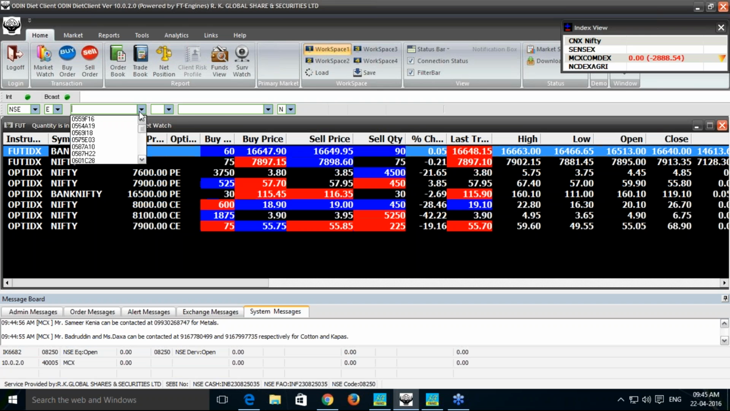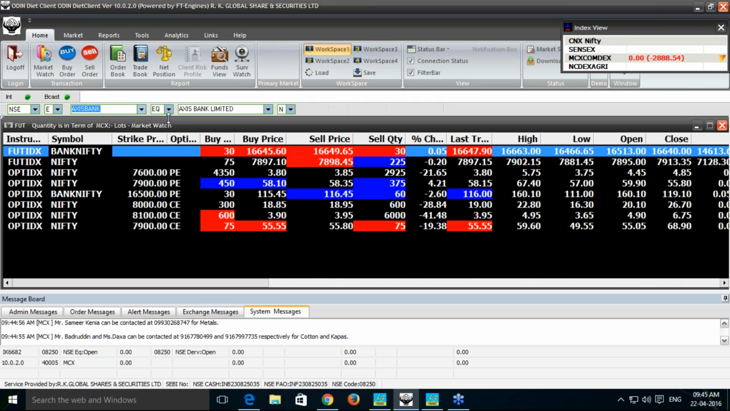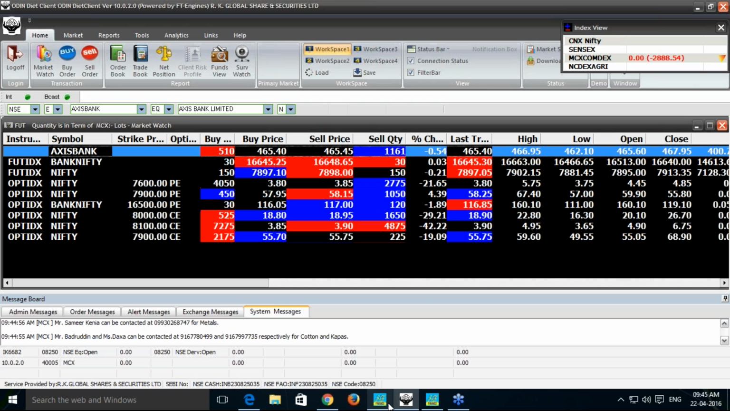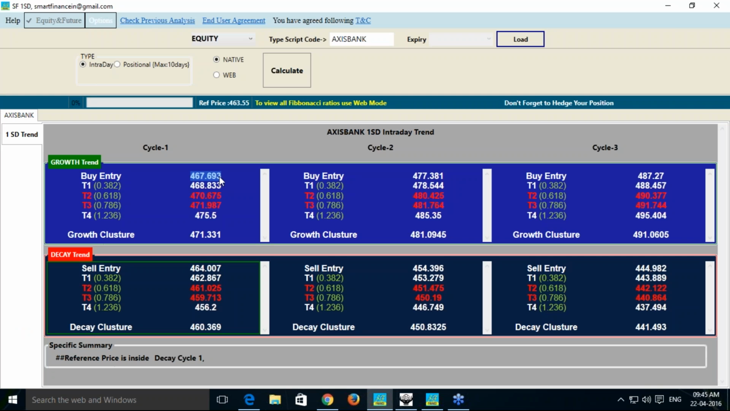So for Axis, I have done an analysis, and I have not put it on the screen. So 465, this is the analysis I have done for Axis. 67.68 is the buy, 64 will be the stop loss, and once the price of 68 is crossed, you have every probability to touch the 71 level, 0.618, after which it can go to the 75 level. So this is what we have seen for the Axis equity.